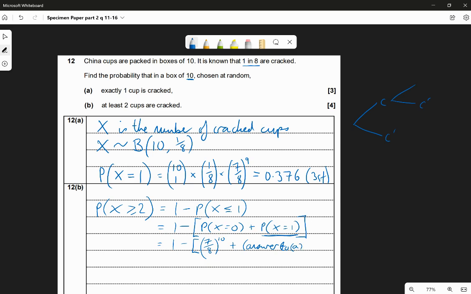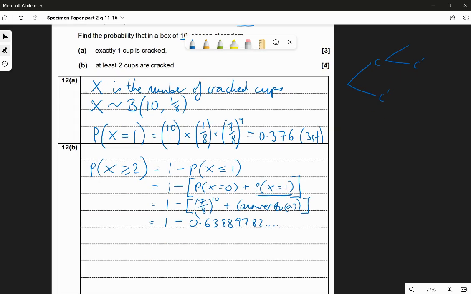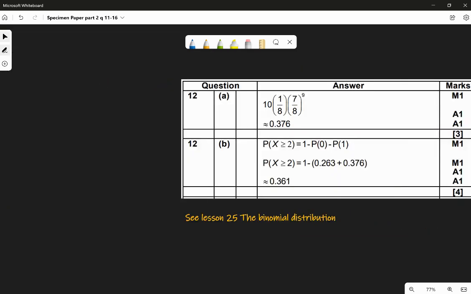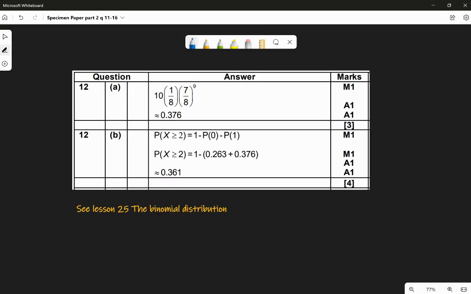Hopefully I haven't cleared my calculator, so I can just use the answer to my previous calculation rather than having to type it out again. And if I do that correctly, I should get 1 take away 0.63889782, etc., which is, to 3 significant figures, 0.361. And there's the answer to the question. Okay, let's have a look at the mark scheme. There we go. If you want more practice on this, see my lesson 25, which is on the binomial distribution.